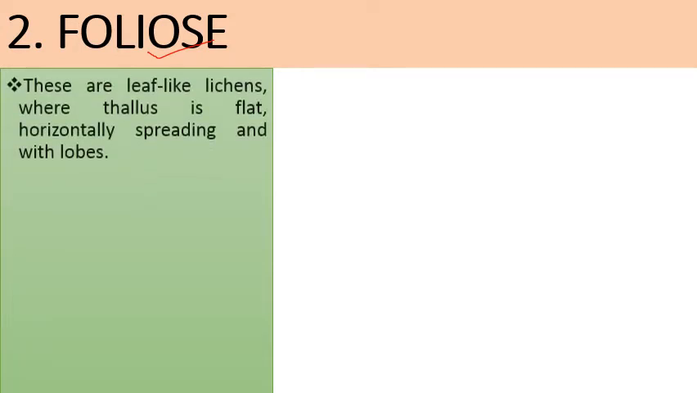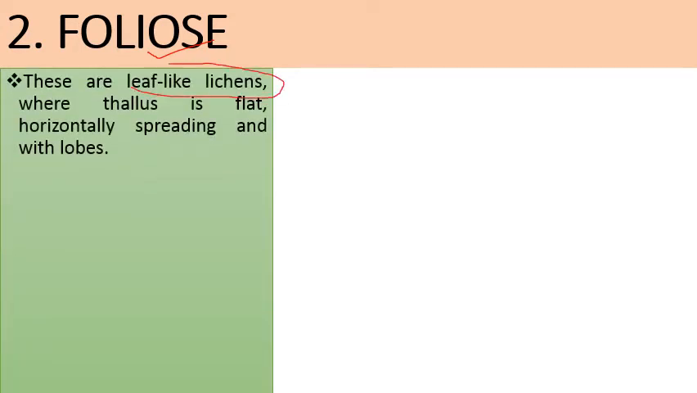The next form is Foliose form. As the name indicates, folio means leaf. So the thallus appears like a leaf. These are leaf-like lichens, and the thallus is flat, horizontally spreading and with lobes. Lobes are present, which we can see in the picture.